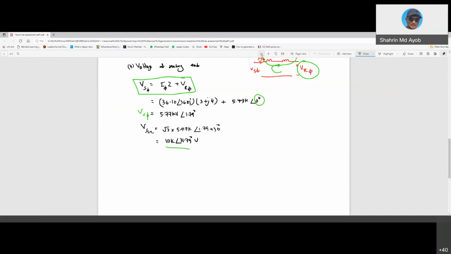Why do we need to add 30 degrees back? Because we know that the relationship between V line and V phase is square root 3 V phase, right? So after you obtain the V phase, to convert back to get the V line, you need to multiply by square root 3, and the phase must be added with 30 degrees.